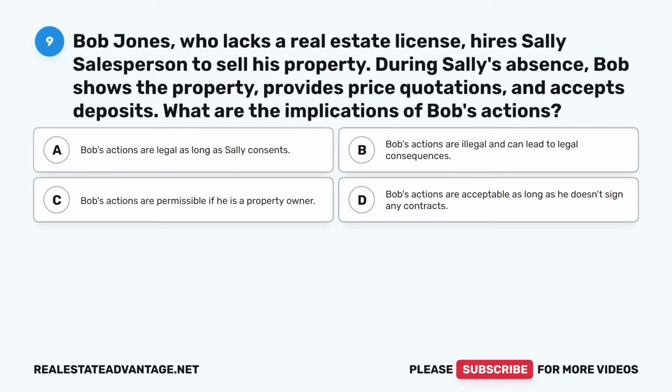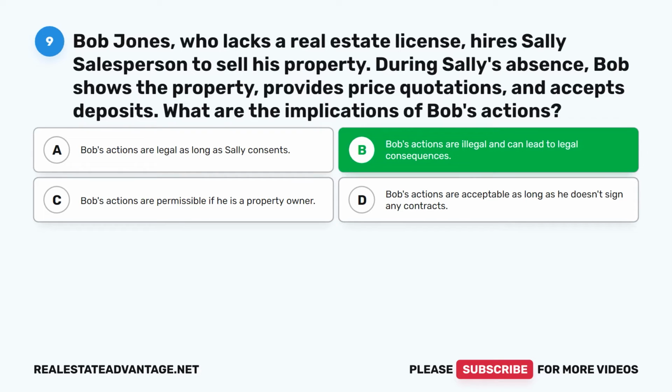Question 9. Bob Jones, who lacks a real estate license, hires Sally's salesperson to sell his property. During Sally's absence, Bob shows the property, provides price quotations, and accepts deposits. What are the implications of Bob's actions? A. Bob's actions are legal as long as Sally consents. B. Bob's actions are illegal and can lead to legal consequences. C. Bob's actions are permissible if he is a property owner. D. Bob's actions are acceptable as long as he doesn't sign any contracts. The correct answer is B.